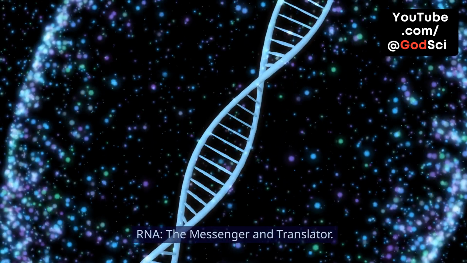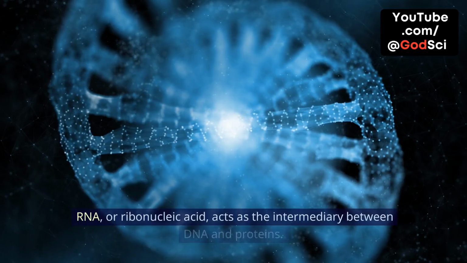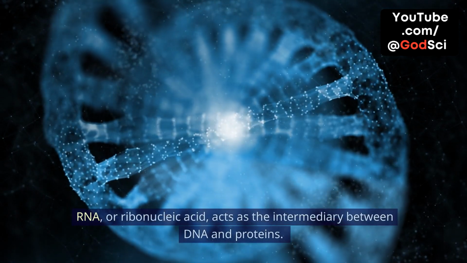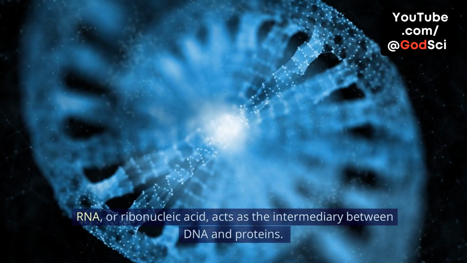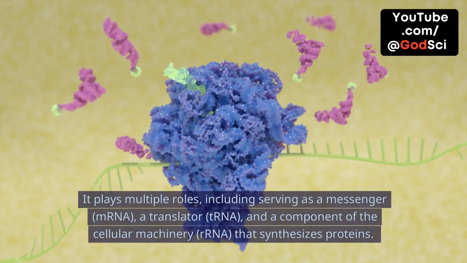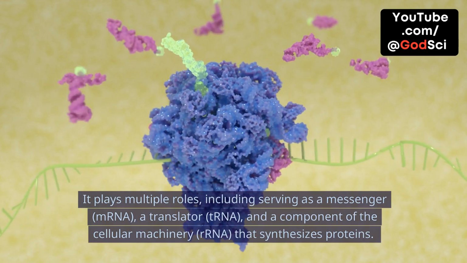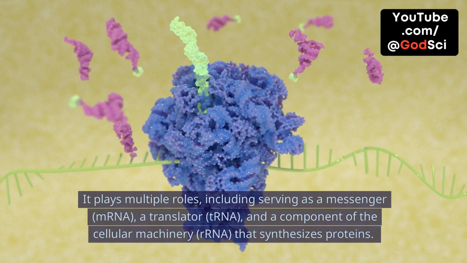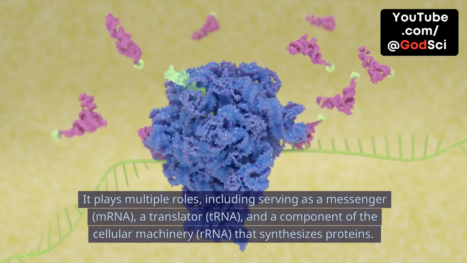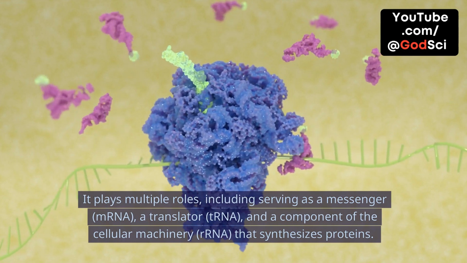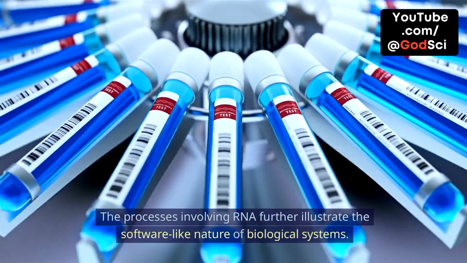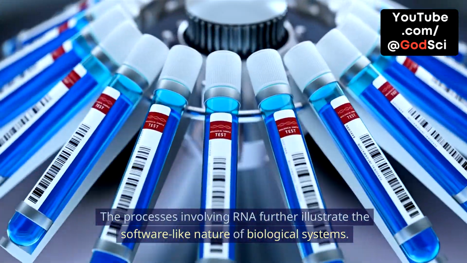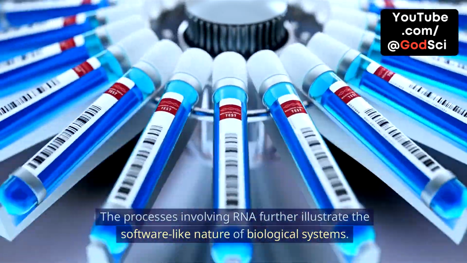RNA, the messenger and translator. RNA, or ribonucleic acid, acts as the intermediary between DNA and proteins. It plays multiple roles, including serving as a messenger (mRNA), a translator (tRNA), and a component of the cellular machinery (rRNA) that synthesizes proteins. The processes involving RNA further illustrate the software-like nature of biological systems.